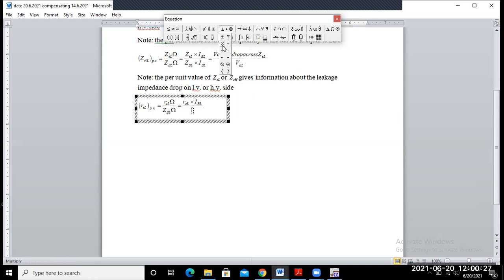Okay. So the numerator part is equal to I_BL square into R_EL, and here again we need to multiply by I_BL. Okay. So multiply this one by I_BL.